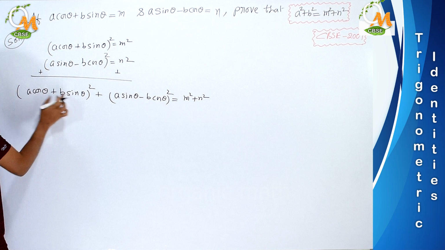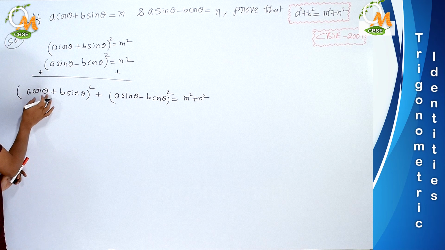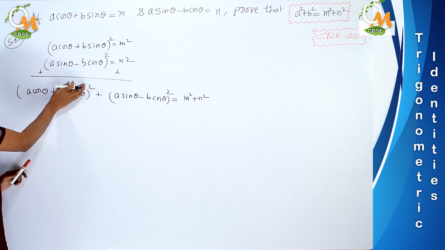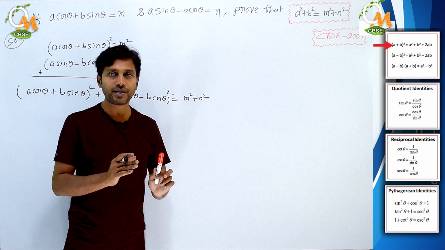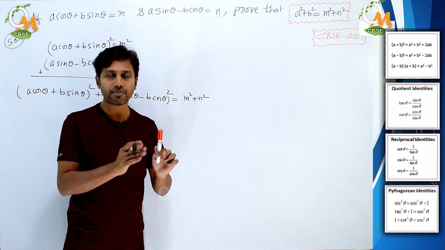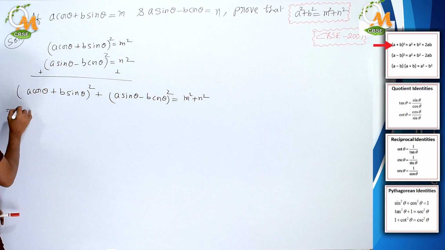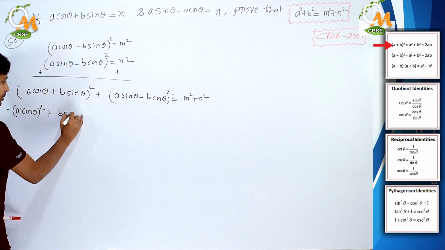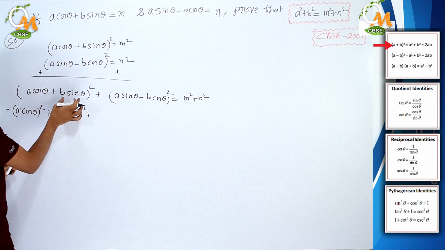Now solve the individual brackets. In this bracket, the expression is in the form of a cos theta plus b sin theta whole square, means if you consider the first term as a and this as b, this is in the form of a plus b whole square. As you know from algebra, the expansion of a plus b whole square is a square plus b square plus 2ab. So a cos theta whole square would be a square cos square theta, and b sin theta whole square would be b square sin square theta, plus the 2ab term, 2a cos theta b sin theta.